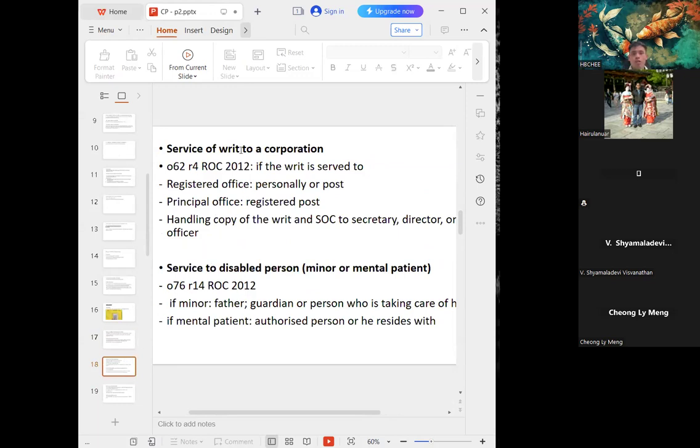In case you are serving a writ on a corporation, there are different types of address. The first is the registered office. The second is the principal office. Does anyone know the difference between the registered office and the principal office?